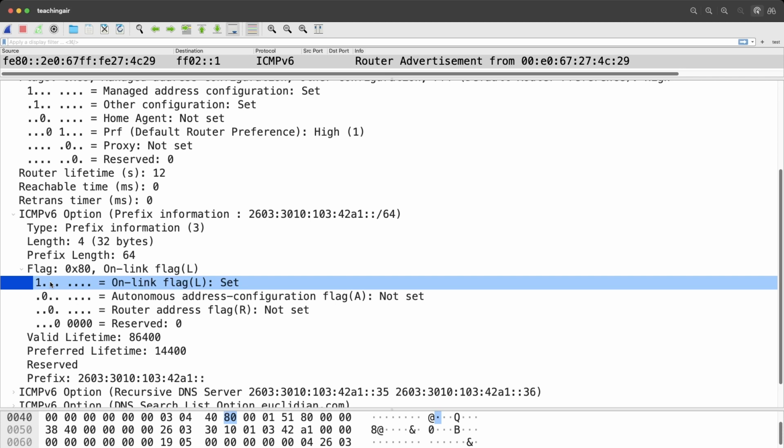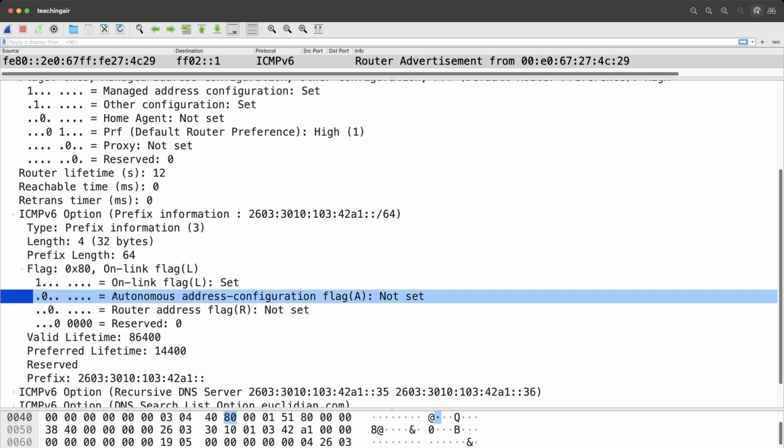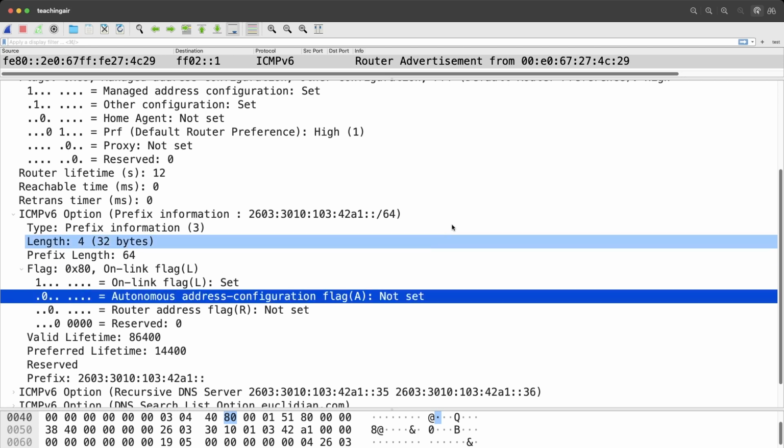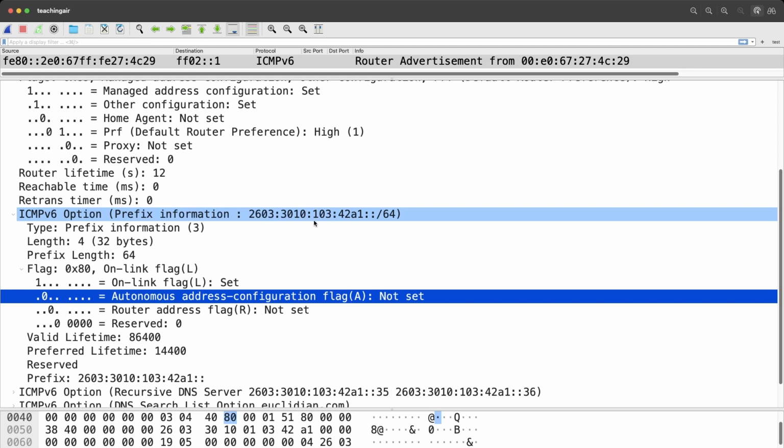The autonomous address configuration: if this is set, it tells me I should pick an address within this prefix for myself. This is not set here. It's set to 0, which means I can reach those hosts, but don't use one of those addresses. This can be used to make sure that you only get an address from DHCPv6. I found this to be hit and miss. Some operating systems will basically ignore that and still pick an address in this prefix.